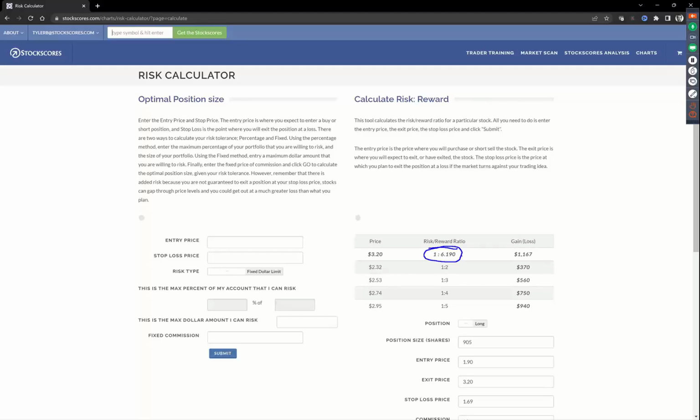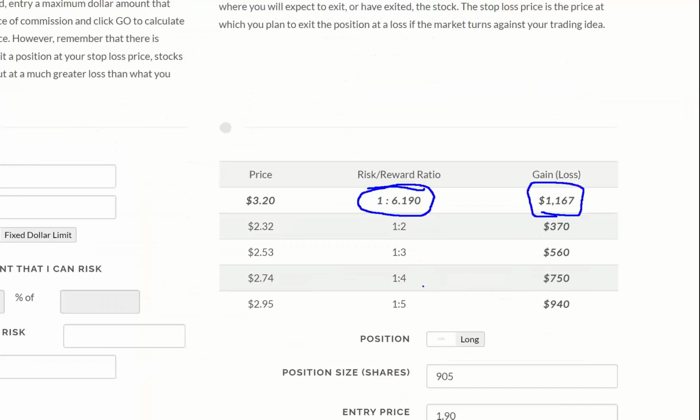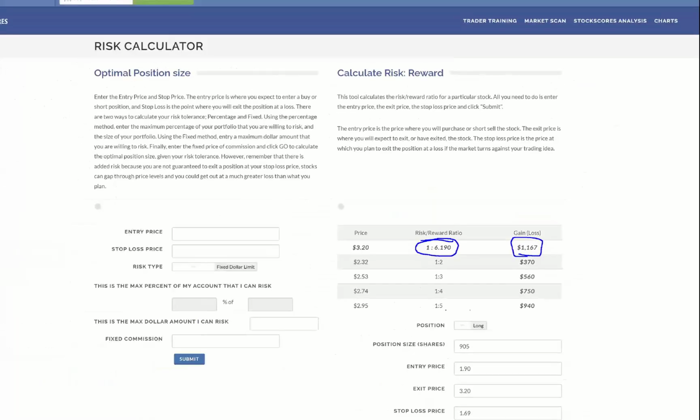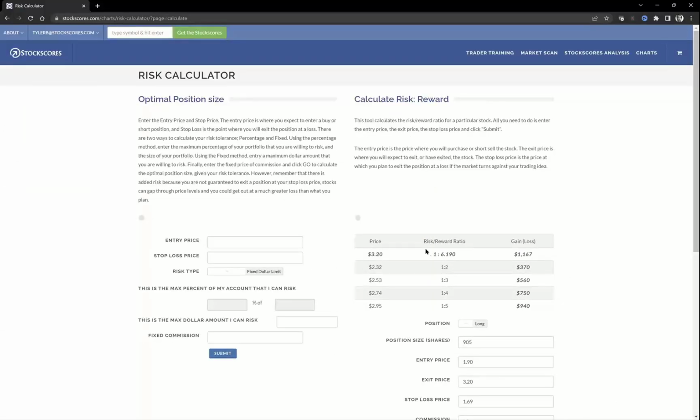Right? That has some importance for this particular, well, for all strategies. We always want to understand what our reward for risk ratio is. And that represented a $1,167 profit for a trade where there was $200 of risk. All right, so these are all things that are important to how my approach works. So that's the risk calculator.